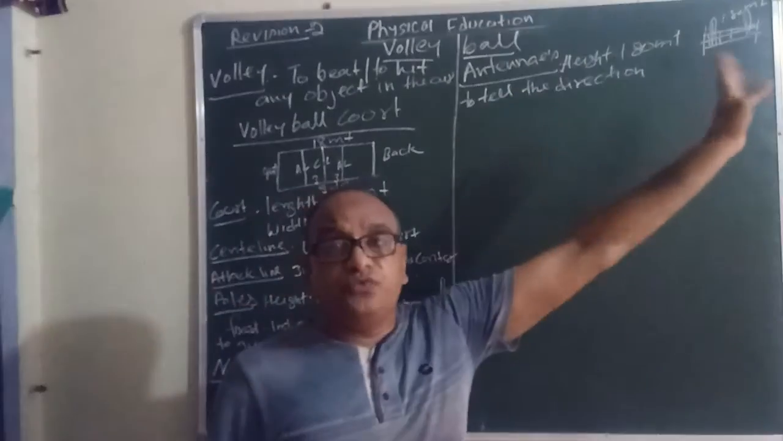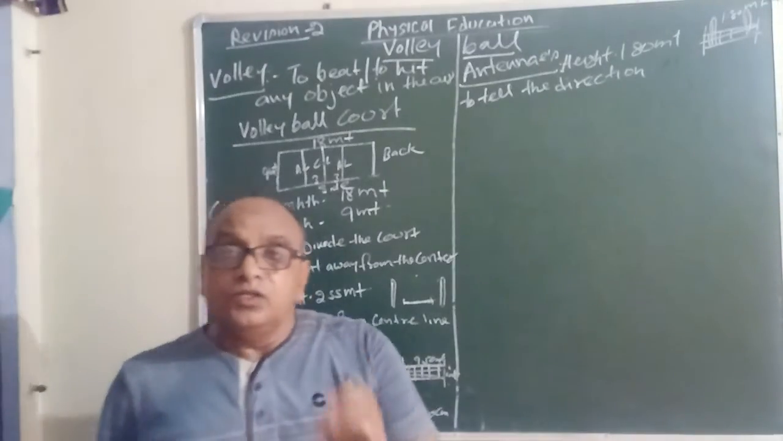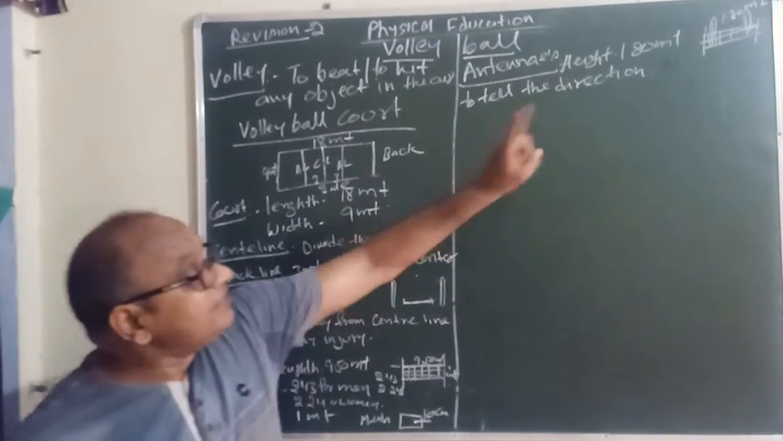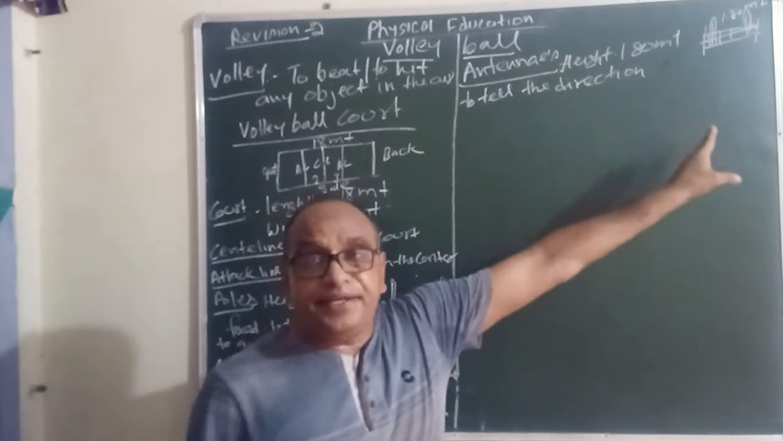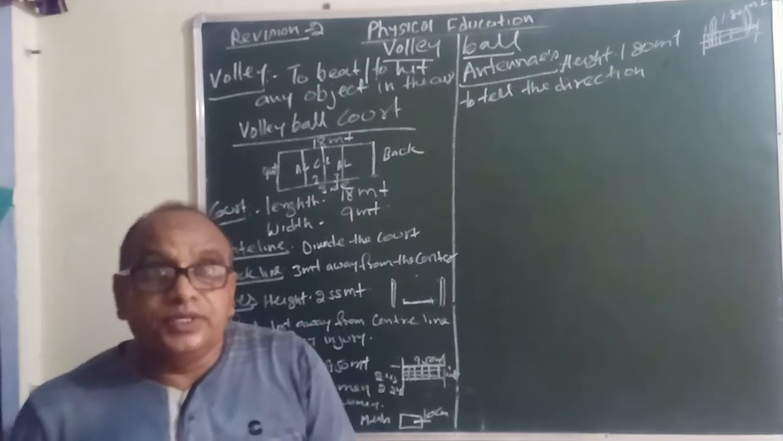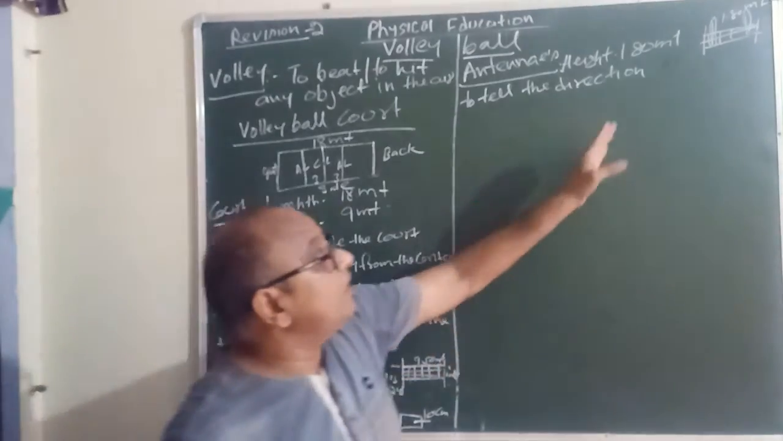These 2 antennas will tell the directions that the ball is in or out. If the ball touches any antenna, then it means the ball is out. It will be considered as a foul.